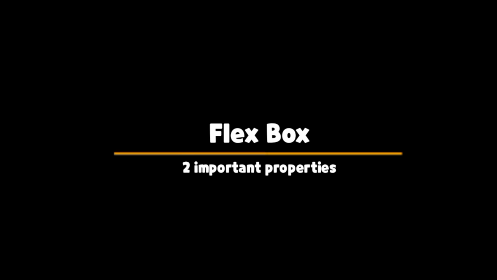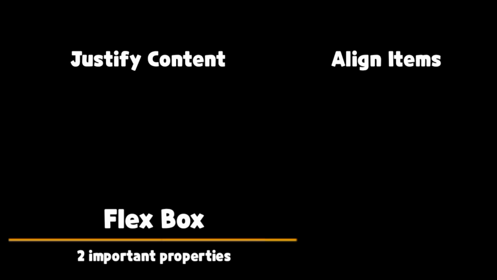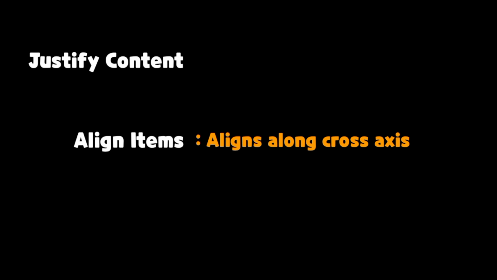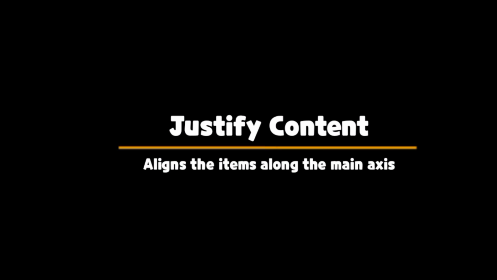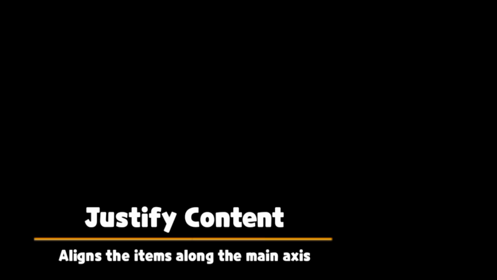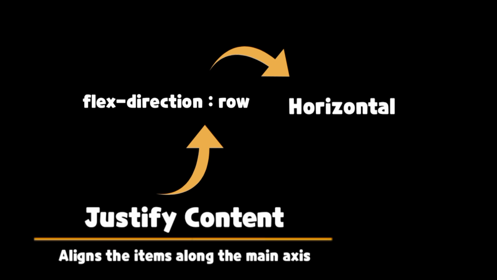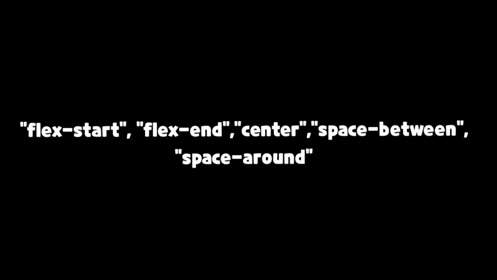Flexbox has two important properties to align or position items, and those are justify content and align items. Justify content aligns or positions items along the main axis, while align items aligns or positions items along the cross axis. So if you have flex direction as row, then the alignment of the items would be horizontal. And if you have the flex direction as column, then the alignment of the items using this property would be vertical.